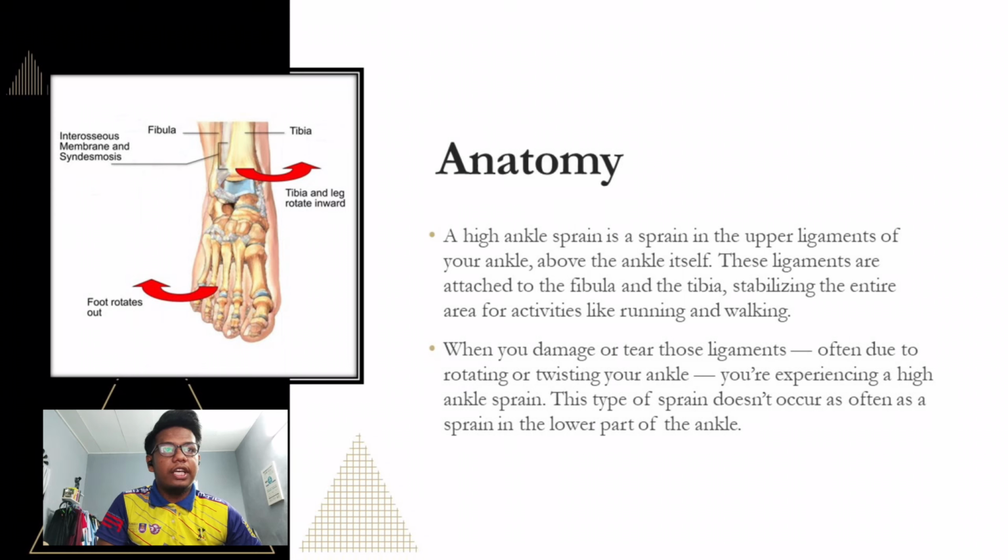These ligaments are attached to the fibula and the tibia, stabilizing the entire area for activities like running and walking. So when you damage or tear those ligaments, often due to rotating or twisting your ankle, you will experience a high ankle sprain. This type of sprain doesn't occur as often as sprains in the lower part of the ankle, such as the eversion ankle sprain and the inversion ankle sprain.